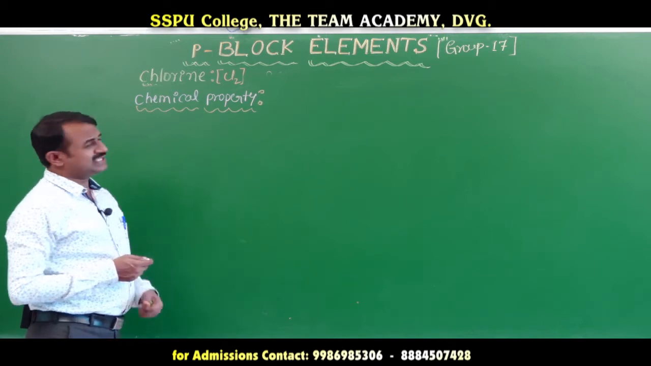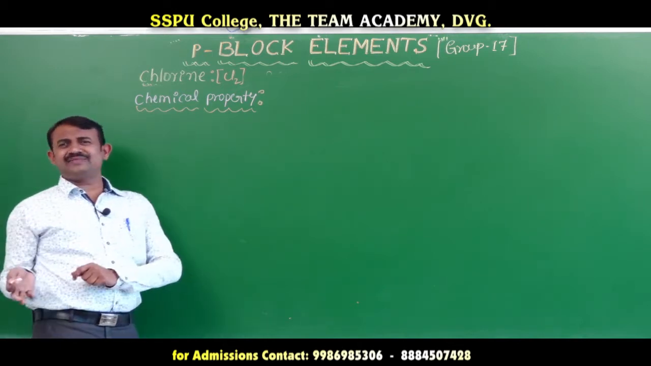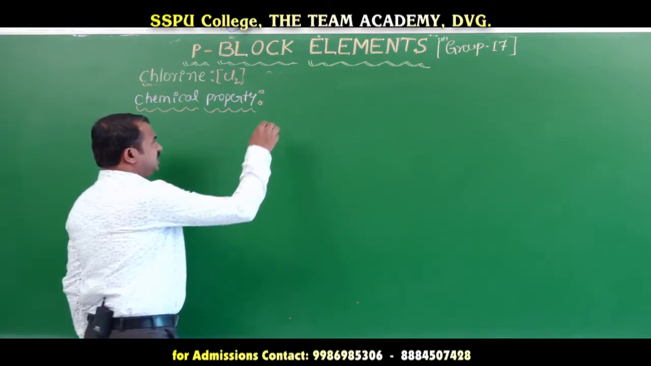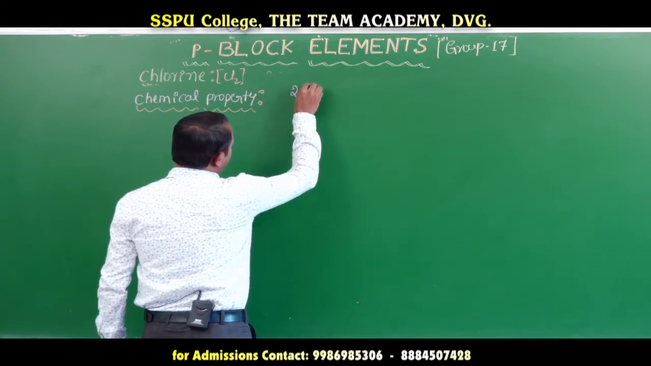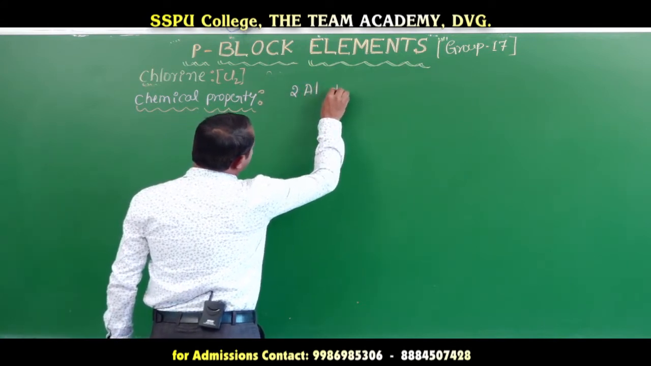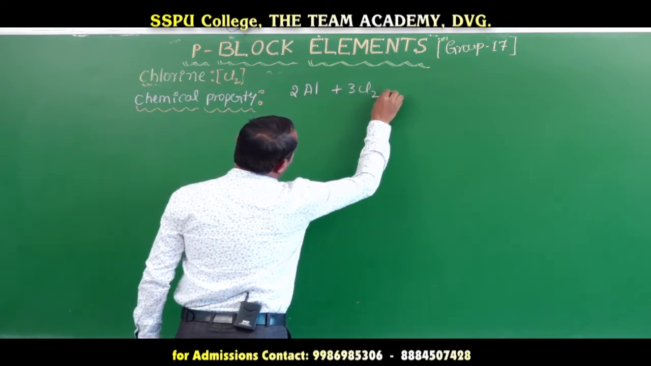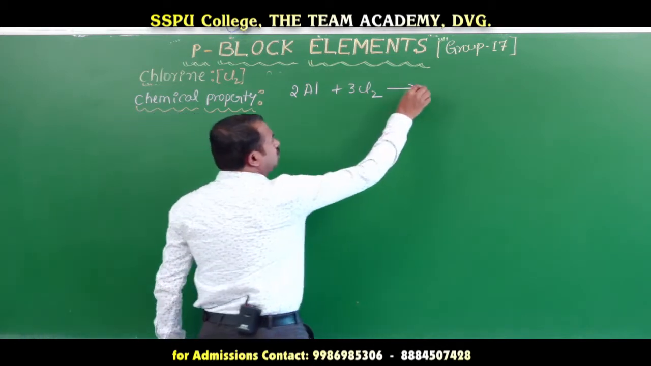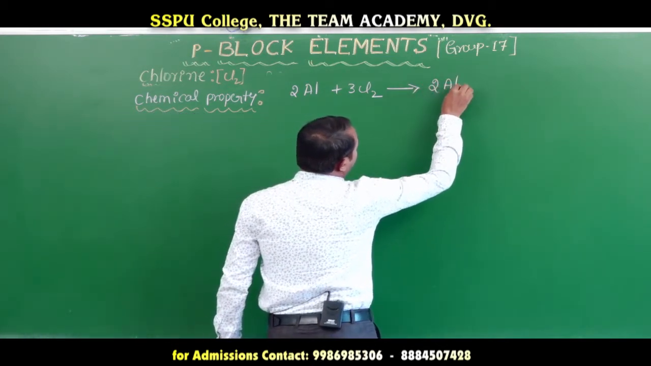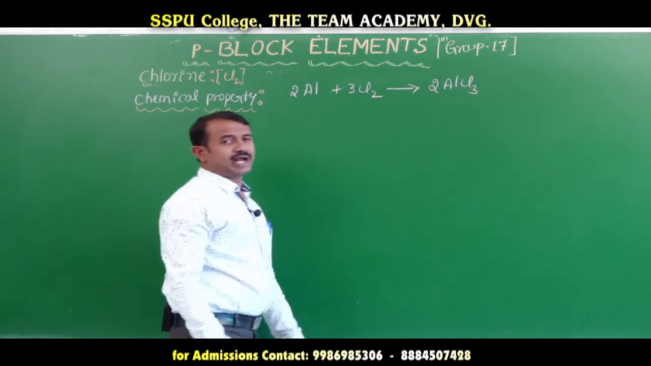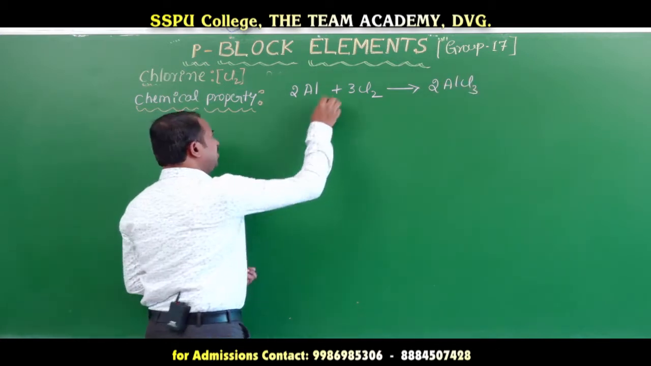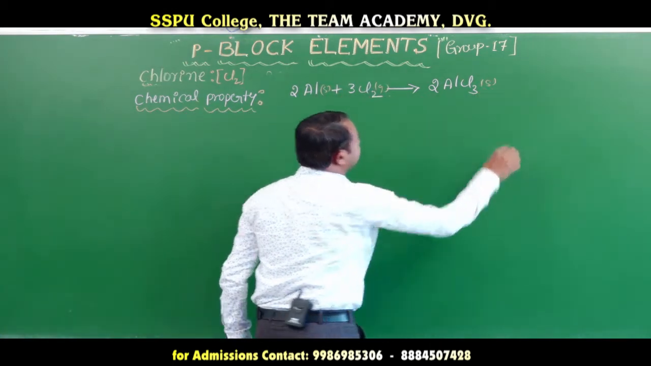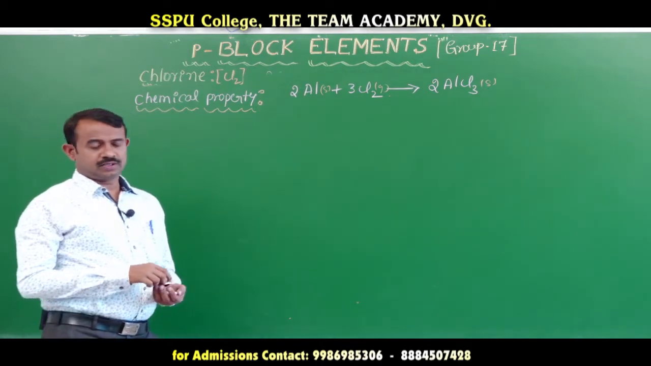Chlorine reacts with metals, non-metals and transition elements also. For example, I will take the first one. When aluminium reacts with chlorine, it forms aluminium chloride. Aluminium is solid, chlorine is gas, and aluminium chloride is solid. Okay. Next one.